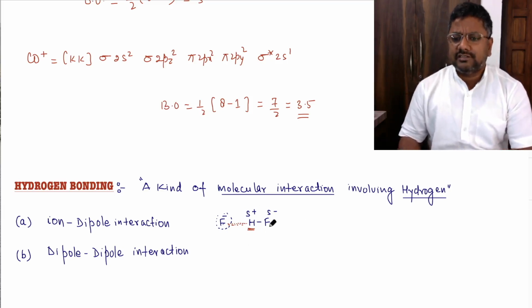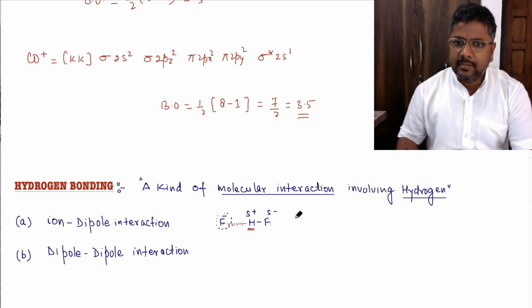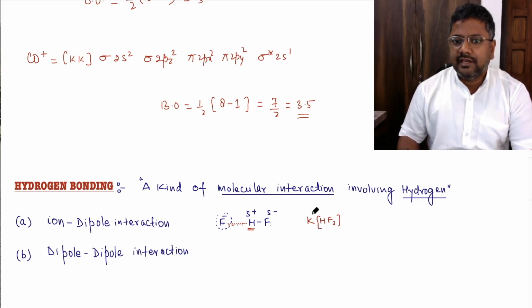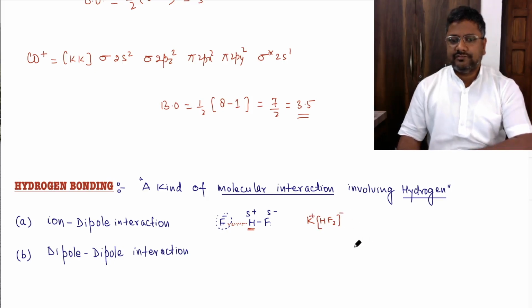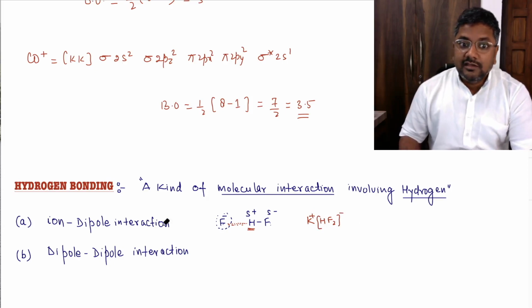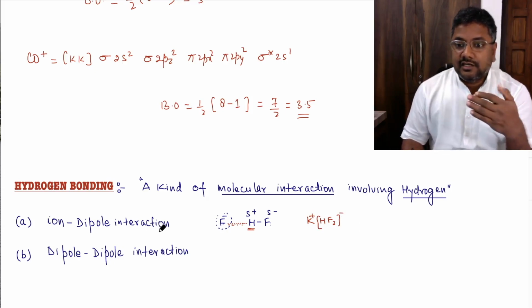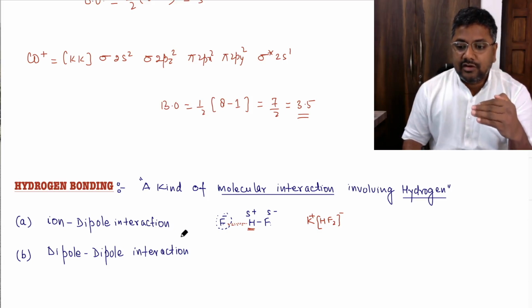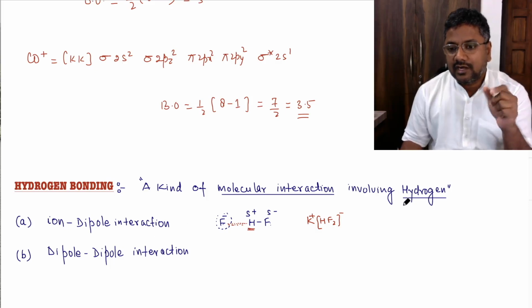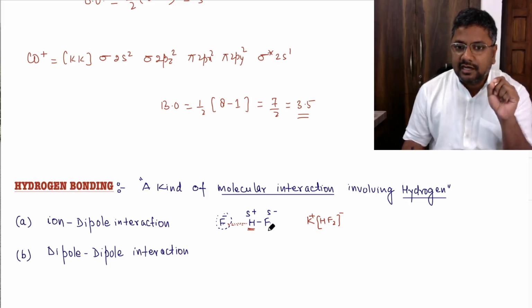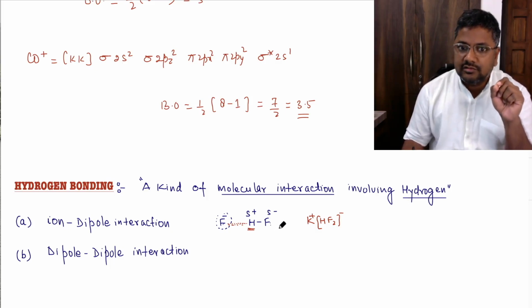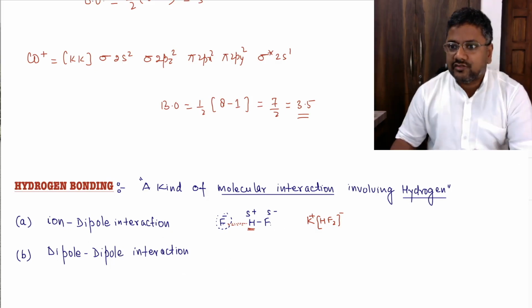Although ion-dipole interactions are rare, we have very few examples. This is known as KHF2, basically K plus and HF2 minus. And you know, in this kind of interaction, the bond energy of the hydrogen bond is the highest. Means if ion-dipole interaction involving hydrogen is taking place anywhere, then here the hydrogen bond is the strongest hydrogen bond.